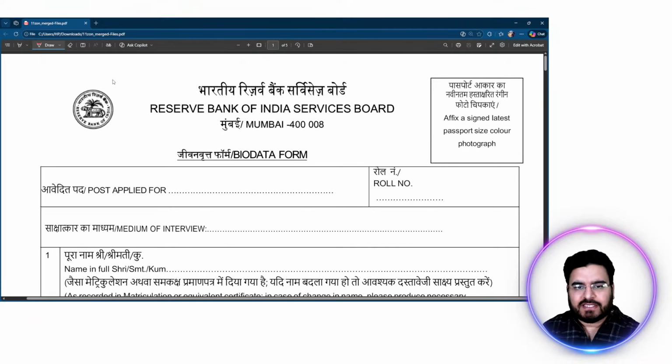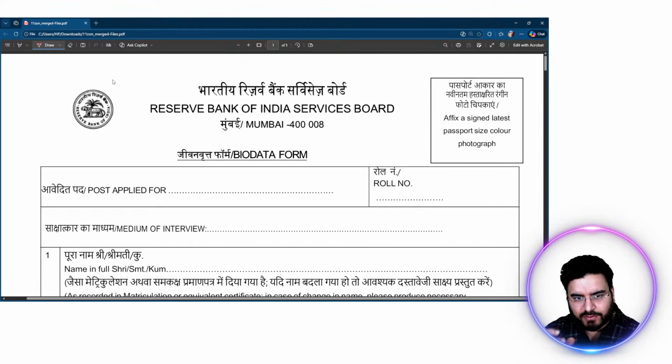Now, guys, this session is about the biodata form which you have to submit for the RBI Grade B interview. If you have read the notification, they have specifically mentioned the biodata form, which they have also given in their notification, right? So now let's see how you have to fill the biodata form.